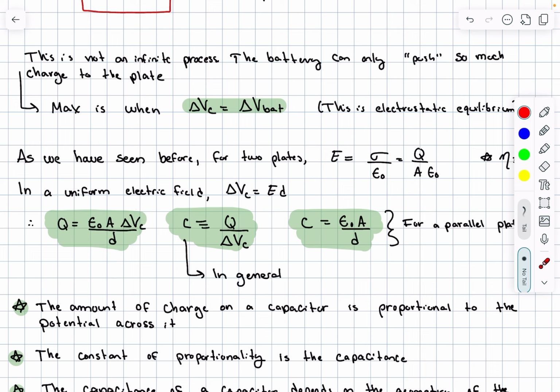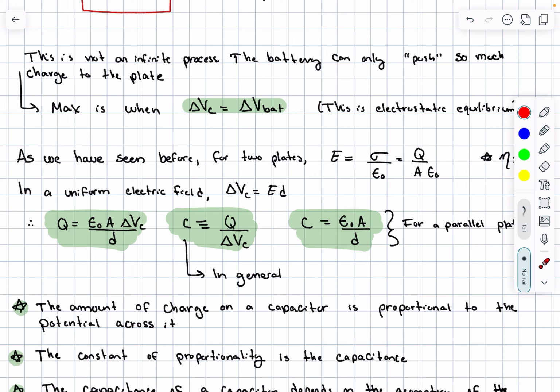Now, what we're going to do is define a new variable, and we're going to call that variable the capacitance, where capacitance is equal to Q divided by delta VC. And then here, of course, if we look at this equation as well, then C is equal to epsilon naught A divided by D. And remember that this here is only valid for this parallel plate capacitor system because we're dealing with a uniform electric field. This equation does not hold true for non-uniform electric fields.